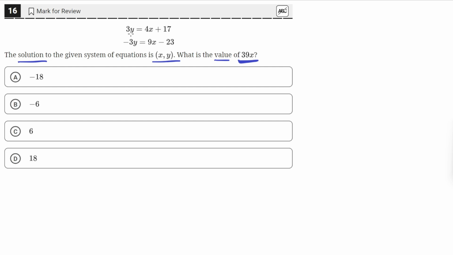And just looking at the equation here, we see that there's a 3y on this side of the equation and a negative 3y on the other equation. So what we can do is solve this system by elimination. We can add these two equations together. So we'll have the first equation, 3y equals 4x plus 17, and we're just going to add the second equation.